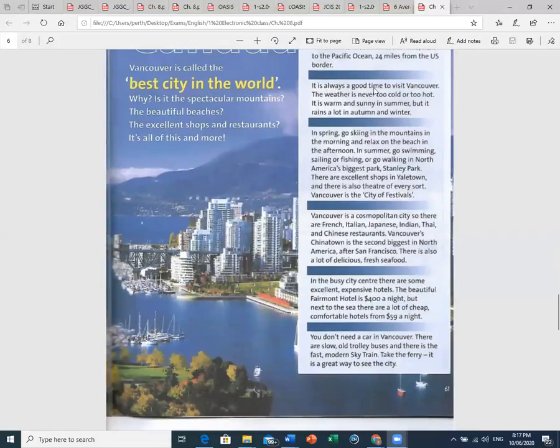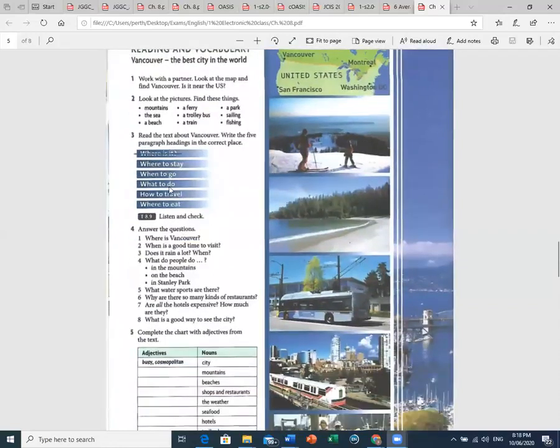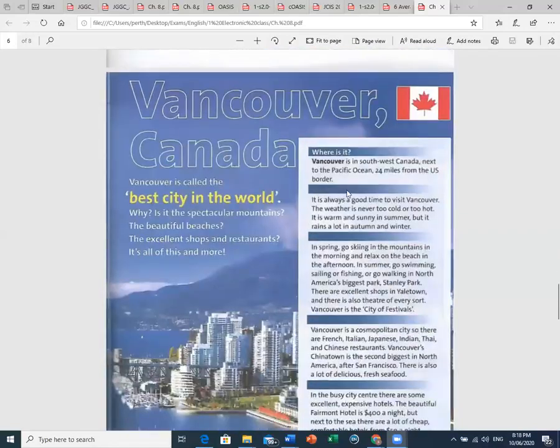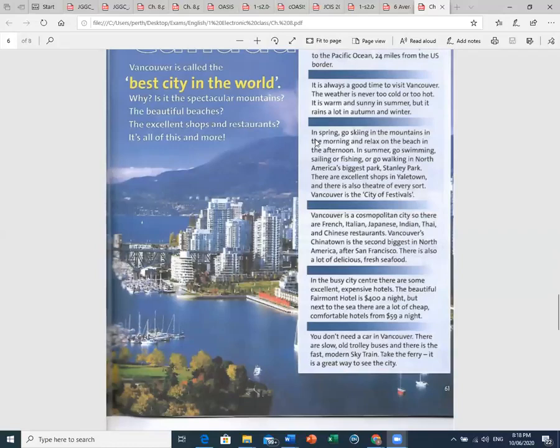For example, here: it is always a good time to visit Vancouver. The weather is never too cold or too hot. It is warm and sunny in summer, but it rains a lot in autumn and winter. So from the content of the text, we can see the heading should be when to go.